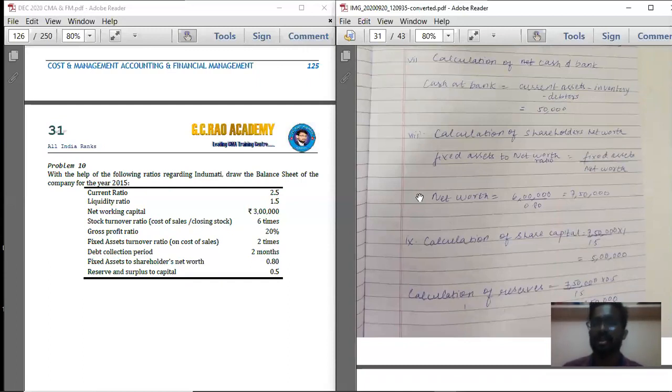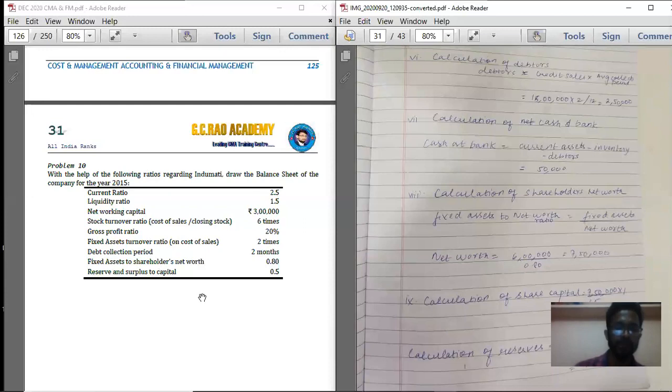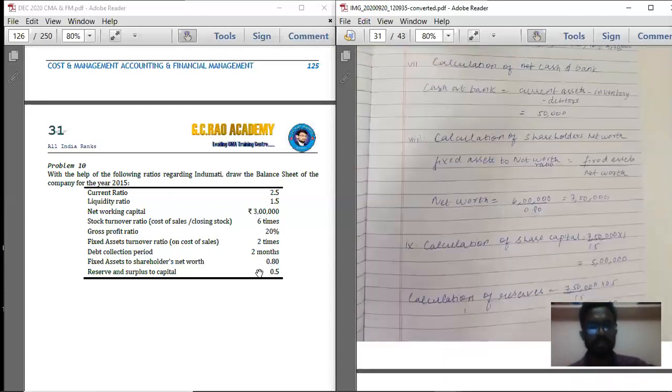Calculation of shareholders net worth. See, they have given the ratio of fixed assets to shareholders net worth after the debt collection period. We found that fixed assets is 6 lakh. So using that, we can easily find what is shareholders net worth. Fixed assets to shareholders net worth is 0.5.